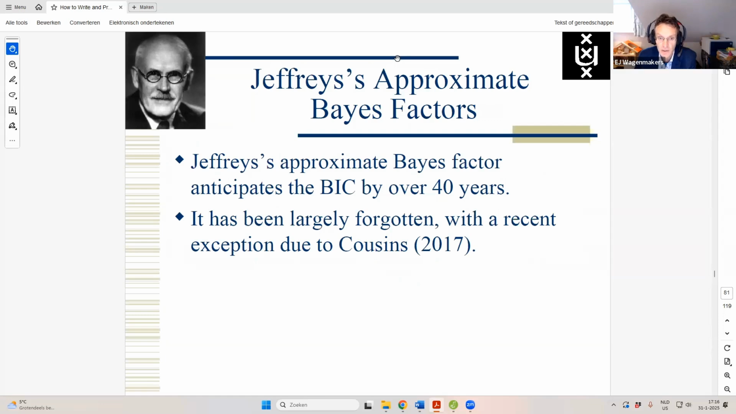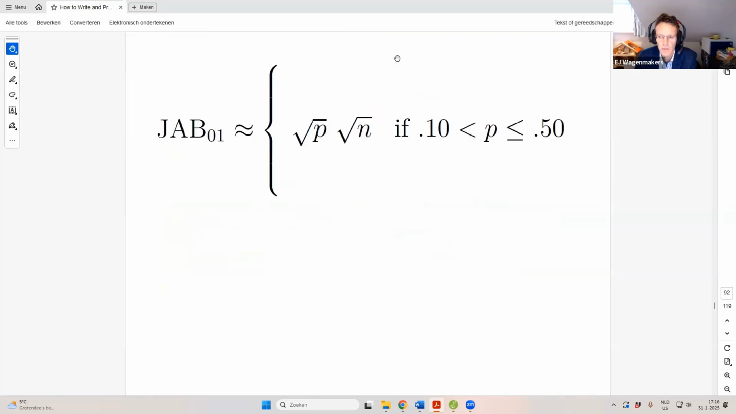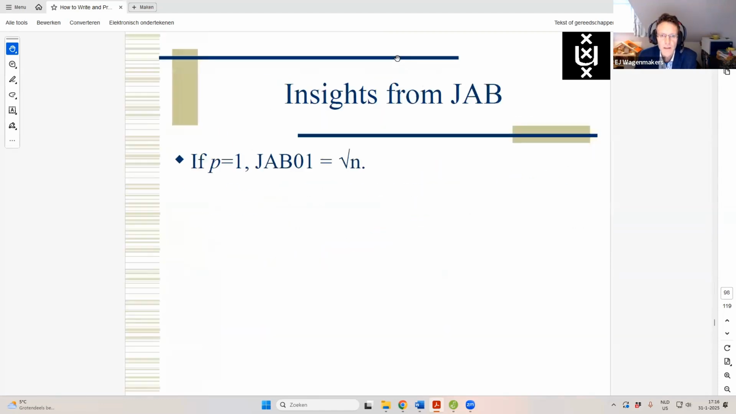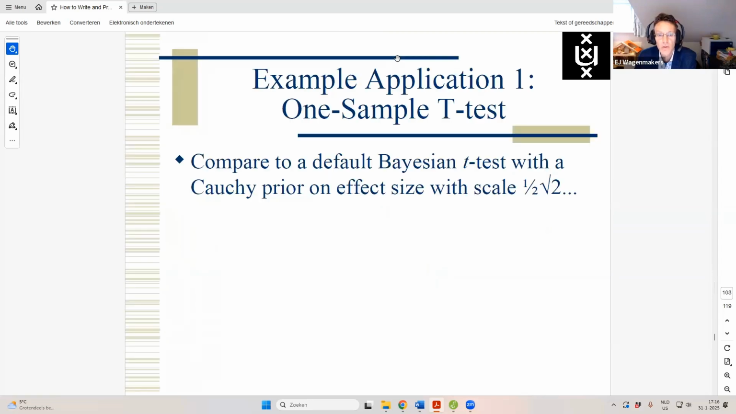What Jeffreys did anticipates the BIC, and there are some advantages and disadvantages to both, but I don't have time to discuss that now. What I would like to do is show you how well the approximation works. The approximation is meant to apply to our default Bayes factor settings. You can tinker with the priors and adjust the formulation, but here I'm just going to talk about the default priors.